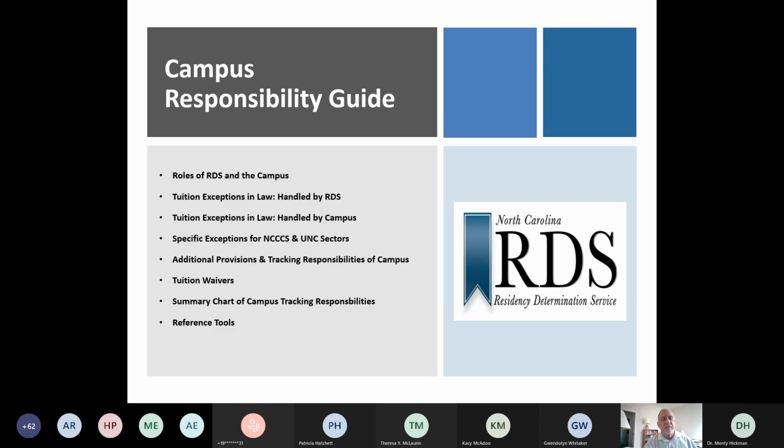So as an overview of what the manual contains, again, it talks about the roles, and then what tuition exceptions are handled by RDS and which ones are handled by the campus, getting into specific exceptions, and then additional provisions or tracking responsibilities, how to handle tuition waivers, and then there's some summary charts in there for you.